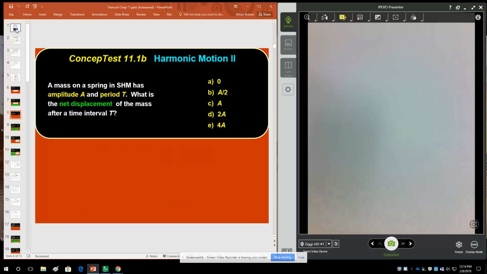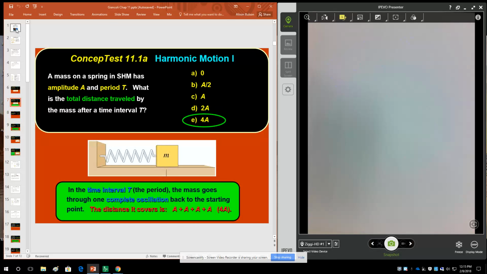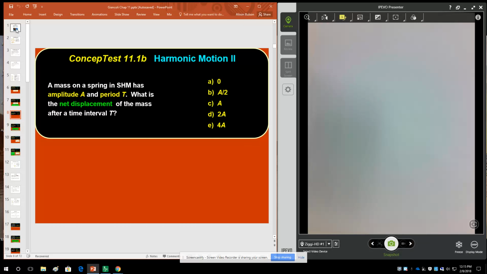There's another conceptual question. A mass on a spring in simple harmonic motion has amplitude A and period T. What is the net displacement of that mass after time interval T? So after one complete period. So the difference here is, first we asked total distance traveled. Now I'm asking, what's the net displacement?